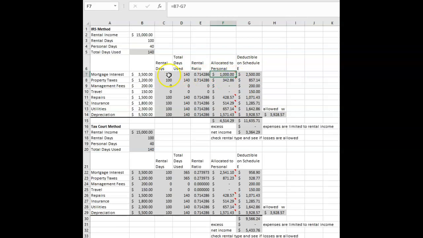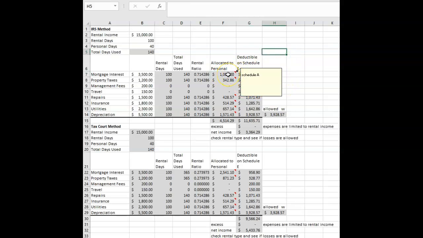So again, back up here, this is C7 divided by D7. All the cells below, all the rows below match. Then let's jump over to column G real quick. It's B7 times E7, which is the mortgage interest times the rental ratio, $2,500. And then F is just the difference between B7 and G7. So basically whatever wasn't allocated to Schedule E is going to be allocated to personal.